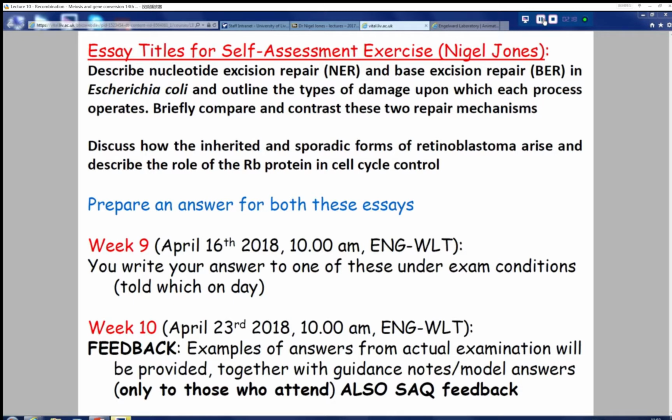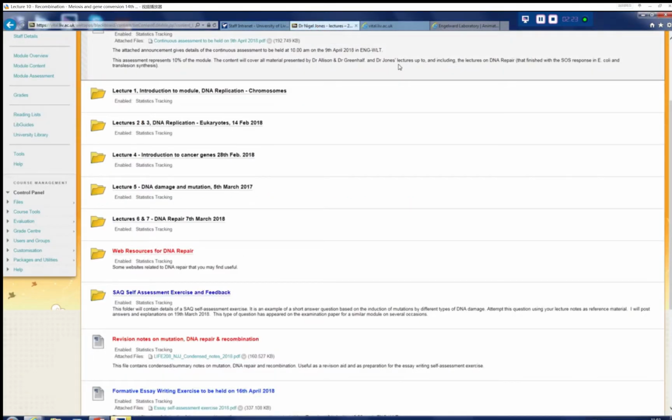The other thing I wanted to point out was I've put some extra resources on Vital. I've put some web links on DNA repair, and just to remind you about this self-assessment exercise, which is now available on Vital as well. I've also put condensed notes on DNA damage, mutation, DNA repair, and recombination. That will be useful when you're revising for both the essay exercise, but also the continuous assessment SAQs.